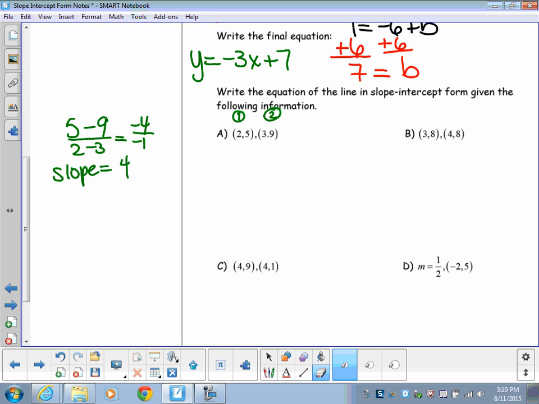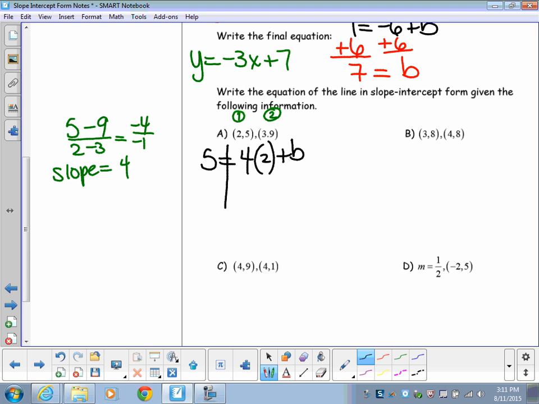Now that I've found my slope, I need to pick a set of ordered pairs and solve for b. The set of ordered pairs that I'm going to pick is that first set, 2 and 5. So the first thing that I need to do is write my equation, but I replace my letters with the numbers that I've selected. So instead of writing y, I'm going to write 5. Instead of writing m, I'm going to replace my m with my 4 because m represents my slope. I'm going to replace x with 2.